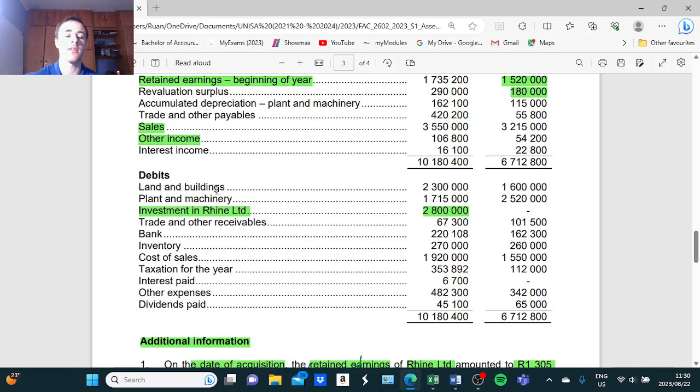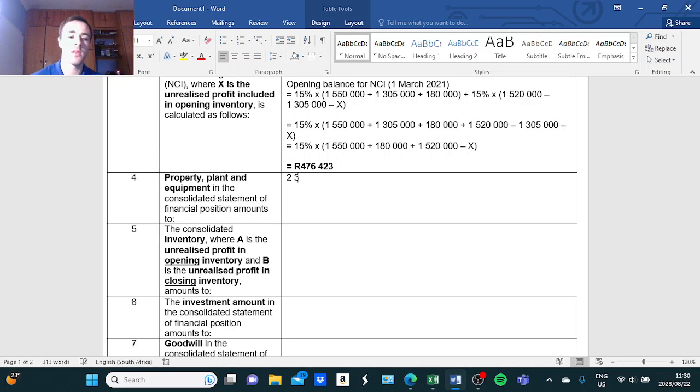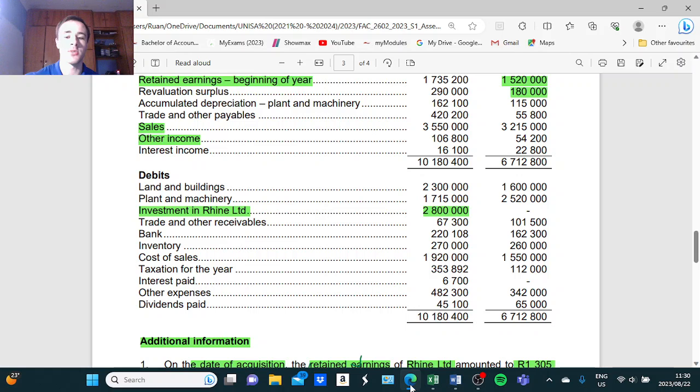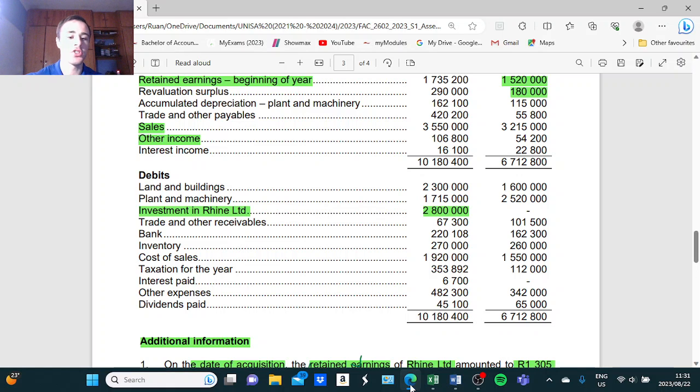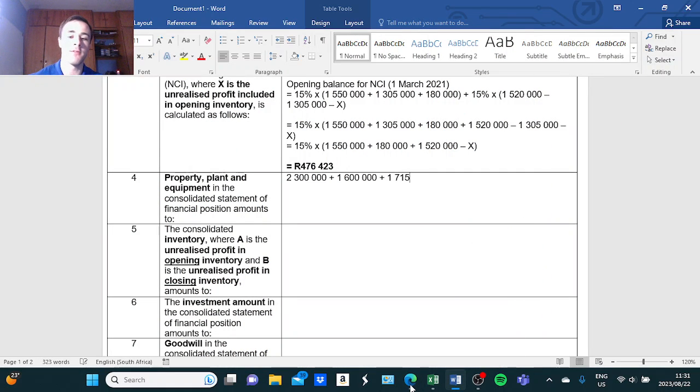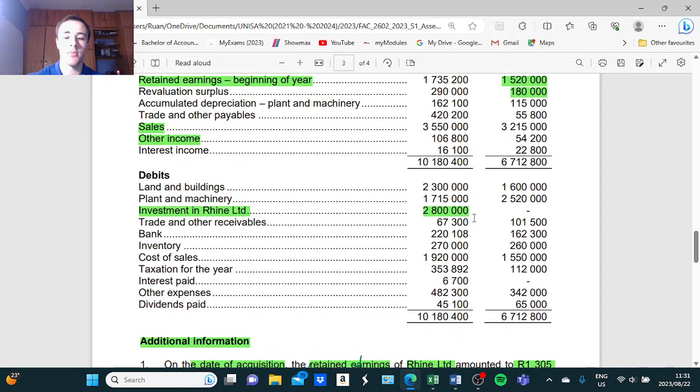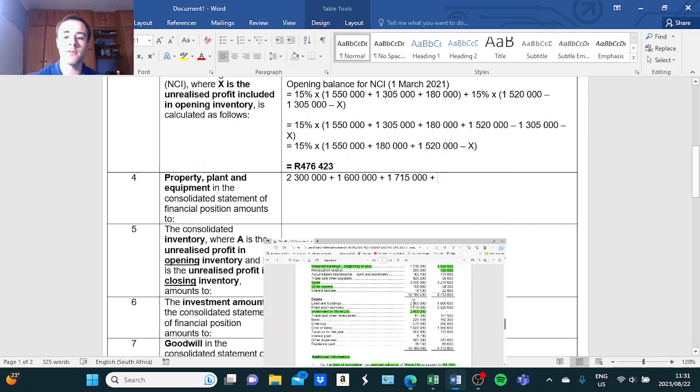So you will start with your cost values. Firstly, we need to look at land and buildings as well as plant and machinery. Let's start with land and buildings: 2.3 million for the parent, plus land and buildings for the subsidiary, which is 1.6 million. Then we go over to plant and machinery, which is 1,715,000, and then we just add plant and machinery for the subsidiary, 2,520,000.